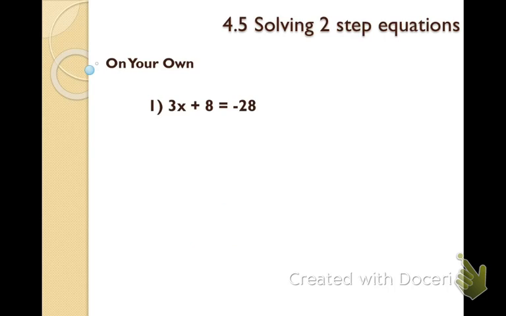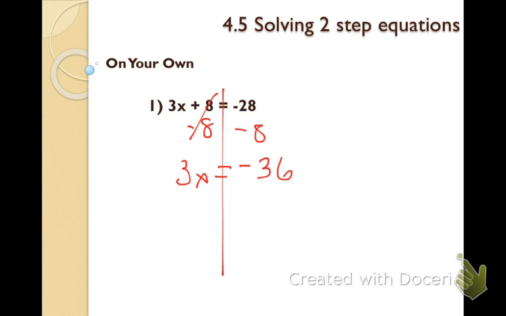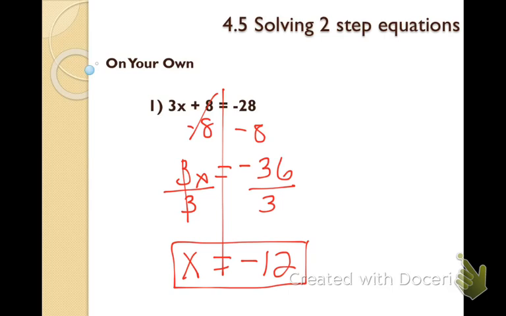First one, it's already simplified. Subtract 8. 3x equals negative 36. Negative 28 minus 8. Divide both sides by 3. X equals negative 12. I double check it in my head. 3 times negative 12 plus 8. It's good. I know it's right.